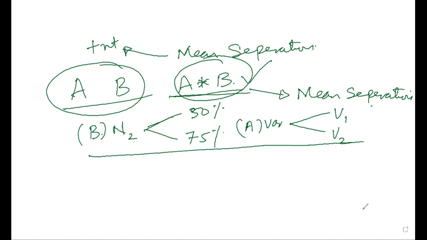I will take, say, for V1, if you take variety 1, under the nitrogen, let's say 50% nitrogen, under the 50% nitrogen and the 75% nitrogen. The paddy yield, let's say this is paddy, it's giving 4.2 metric tons per hectare.